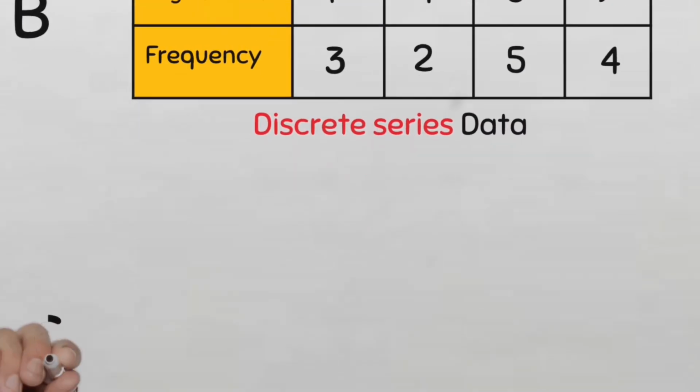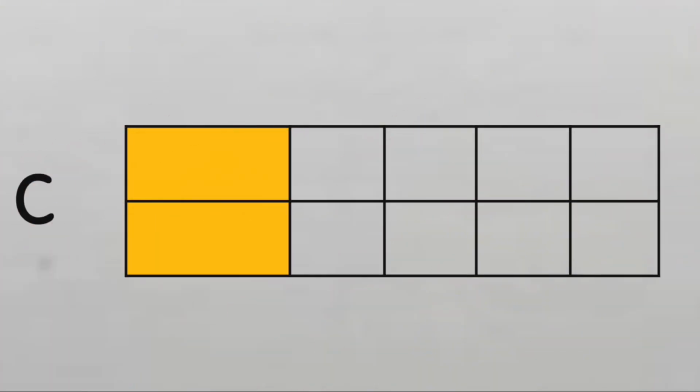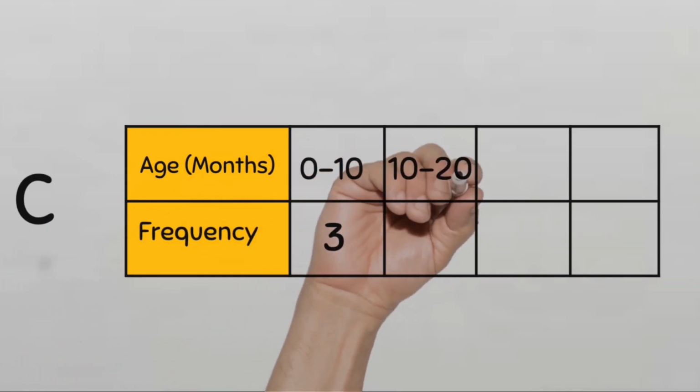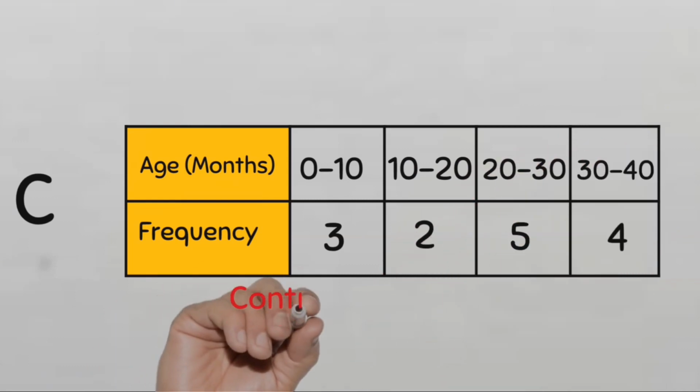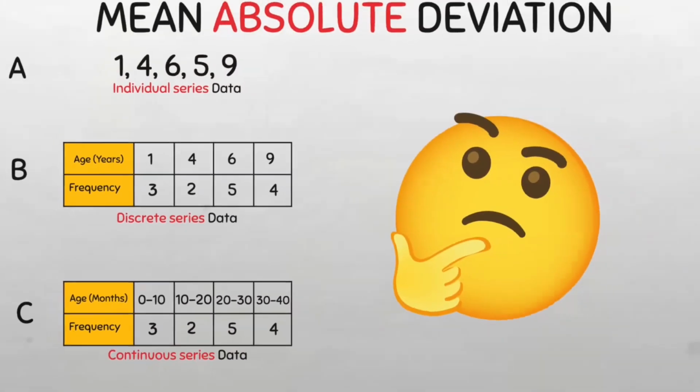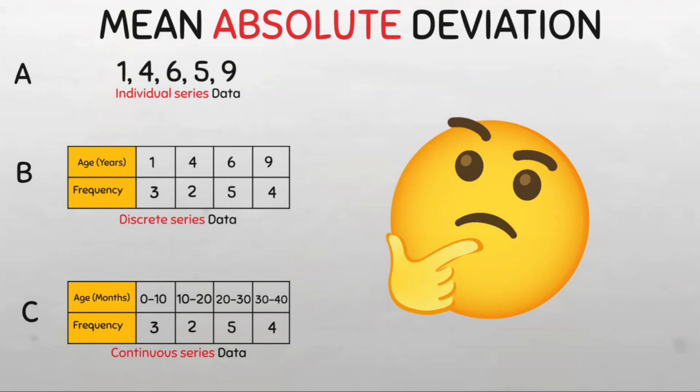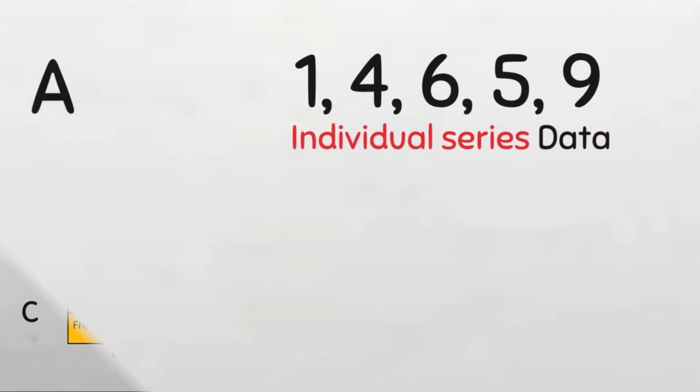While the last data set C is the age in months of all under 5 children who attended the growth monitoring clinic in Samaru Zaria on January 31st, 2025, with a continuous series. That's data set C. What is the mean absolute deviation for these three data sets and how do we interpret these findings? So let's start with individual series data set.